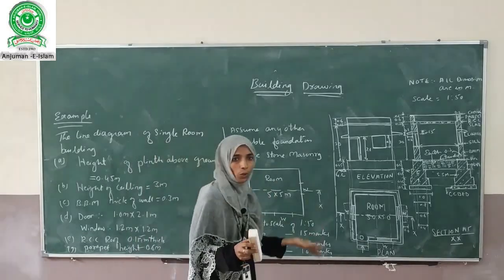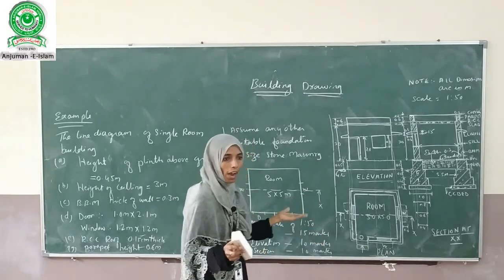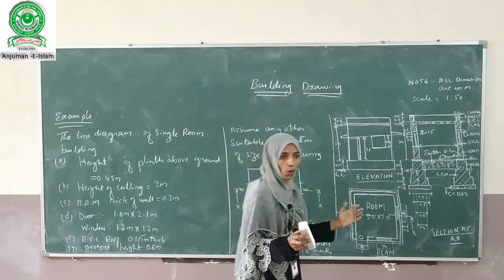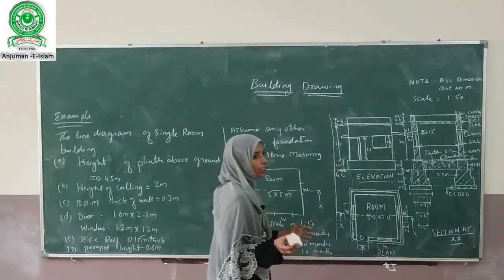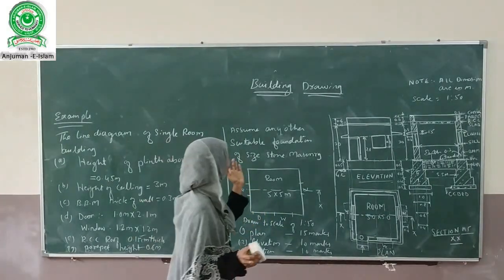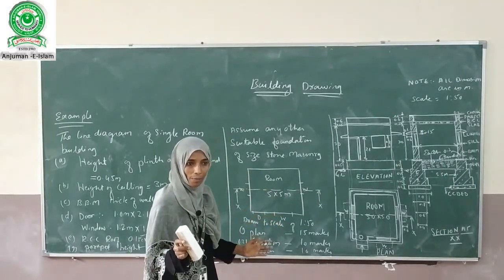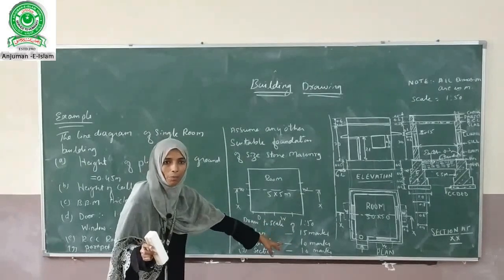Likewise, the double room building and 3 room buildings will be there. But you have to use the same idea, the same concept in order to draw the building drawings. So this is a very important question from the exam point of view. There is a compulsory question in the examinations. It carries 35 marks. So if you draw the plan, it will carry 15 marks.